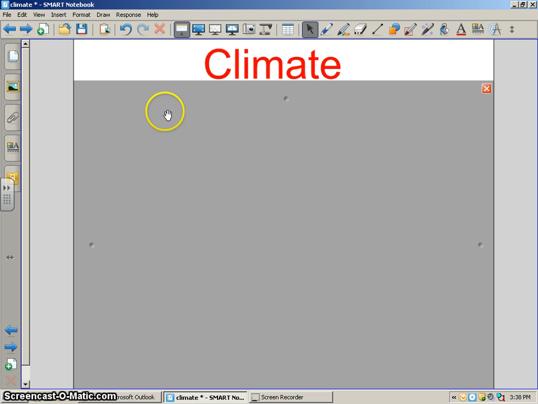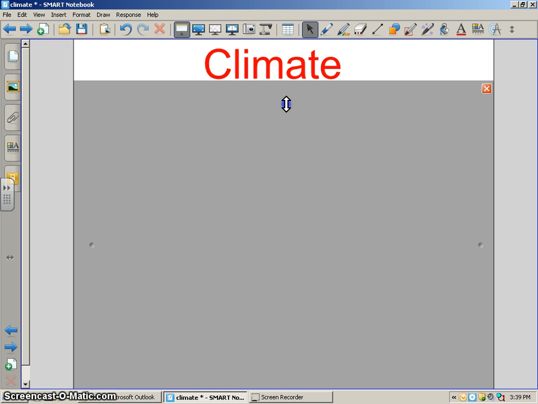Well, here we are, climate. What is climate? Remember we talked about this, the difference between weather and climate. We talked about weather. Weather is what happens day to day. It's raining outside, it's sunny outside. Climate is a little different. Climate is over a long period of time. Florida has a sunny climate. We have a moderate climate here on Long Island. Some people would say we have a wet climate.